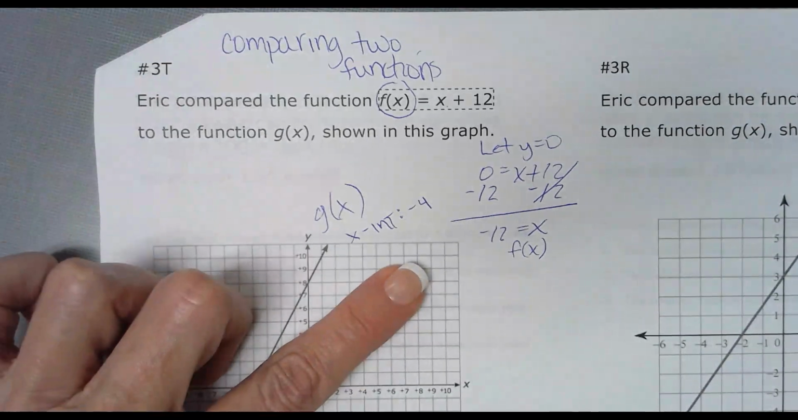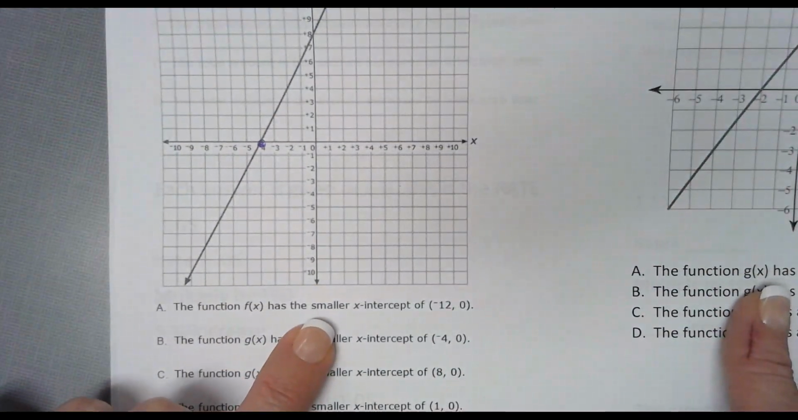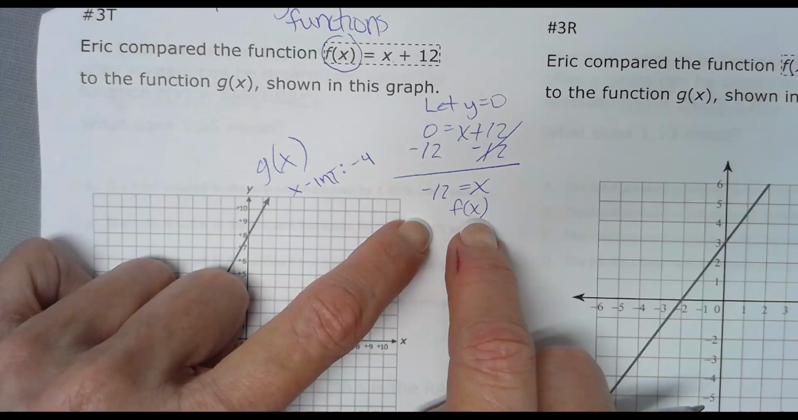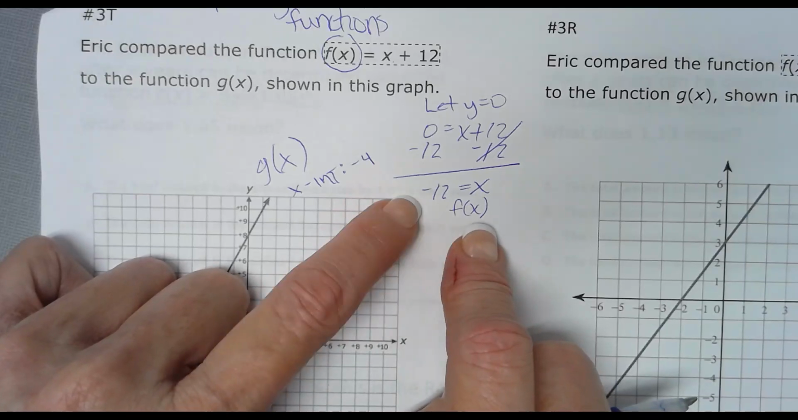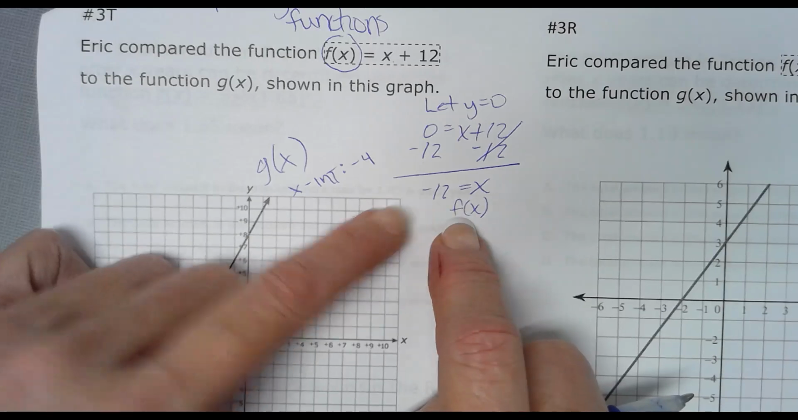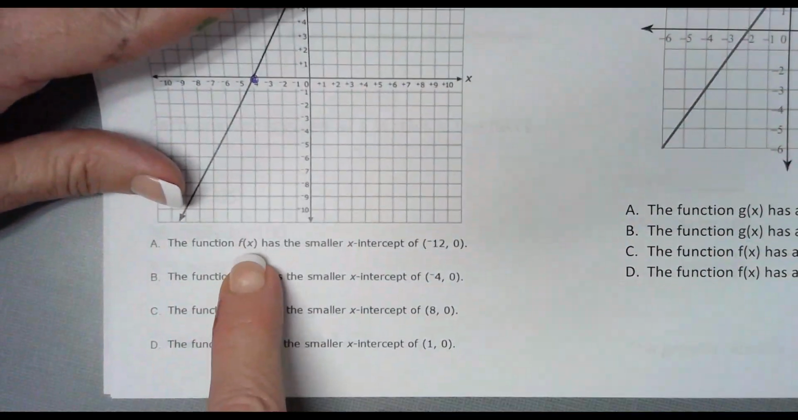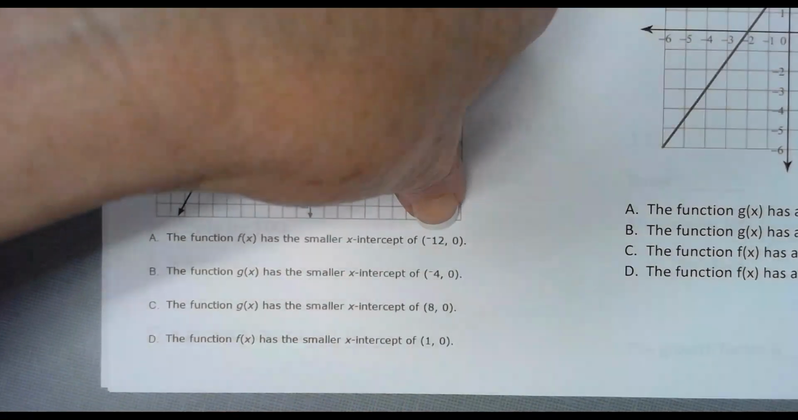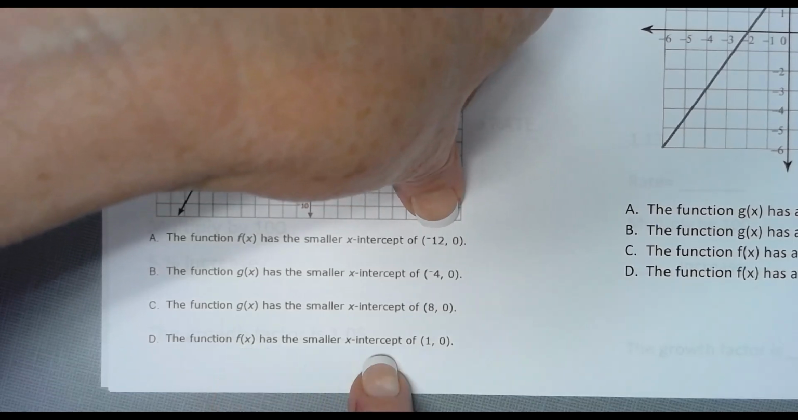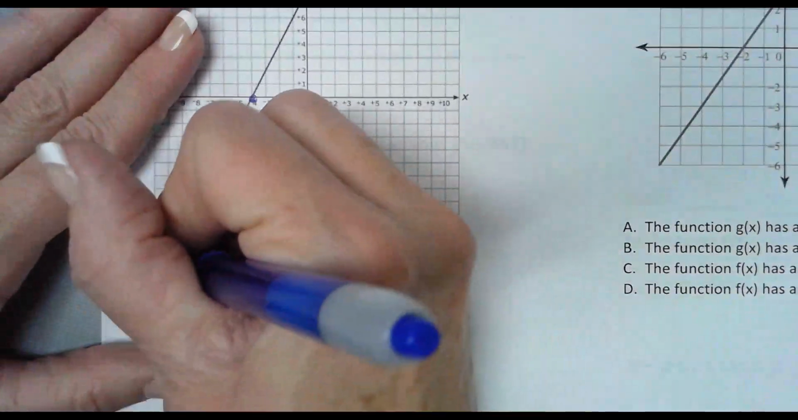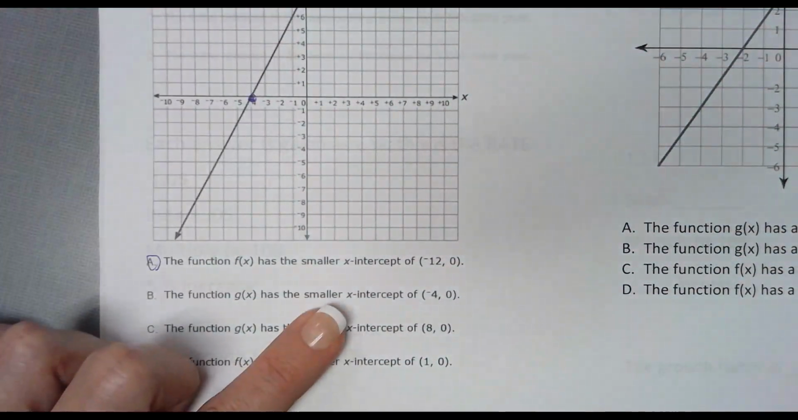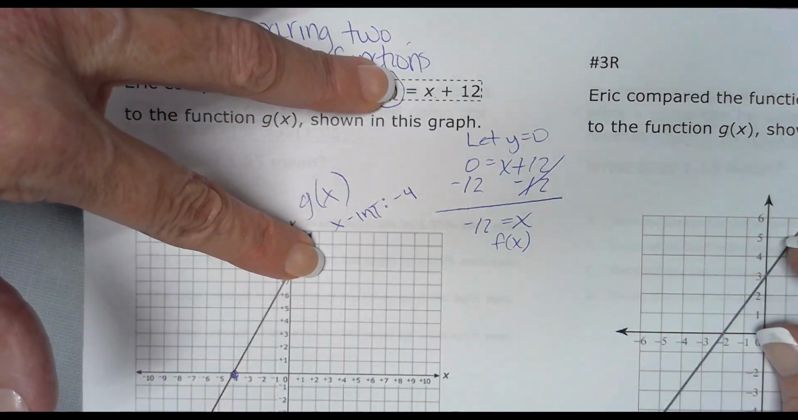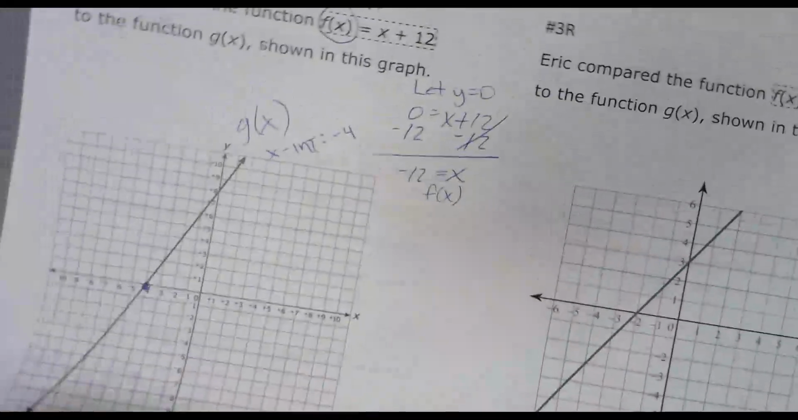So now if you read, it keeps talking about smaller, smaller, smaller. Well, which one of these numbers is smaller? It's this one. So f of x has the smaller x-intercept, and that is -12. And there it is, -12, 0. Now you could check the other one, but it's the wrong intercept. So the correct answer is A. So I think, like I said, the mistake is that you didn't realize you're actually comparing two functions here.